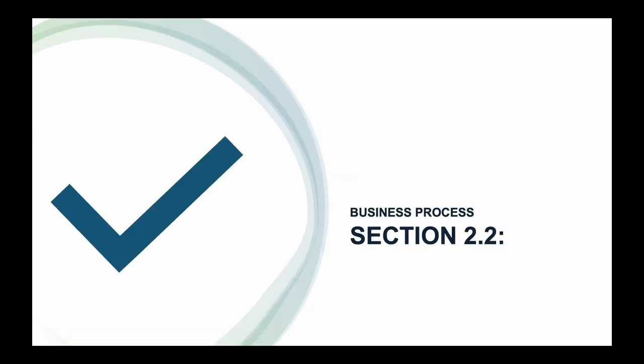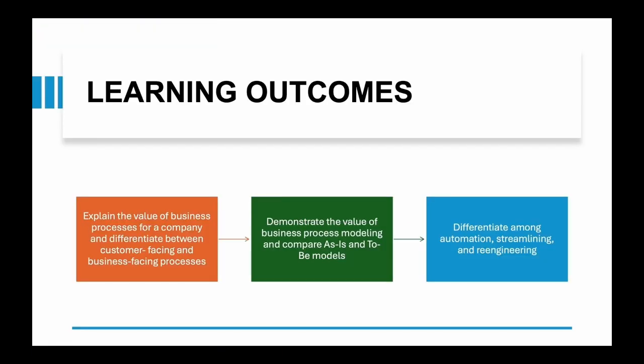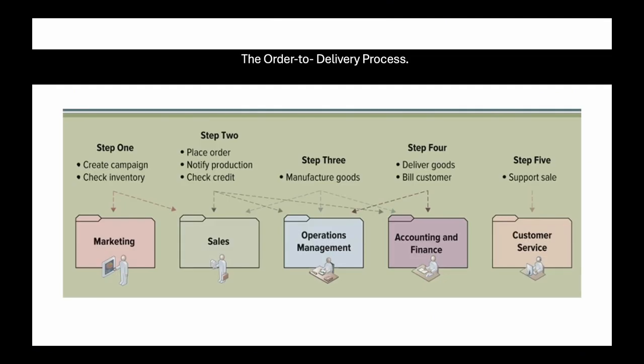Now we are done with 2.1. We're going to section 2.2, business process. Your learning outcomes are: first, explain the value of business processes for a company and differentiate between customer-facing and business-facing processes. Secondly, demonstrate the value of business process modeling and compare as-is to to-be models. Thirdly, differentiate among automation, streamlining, and re-engineering.